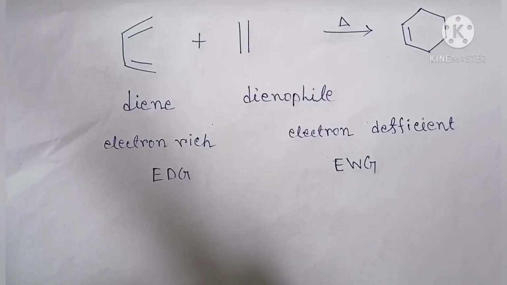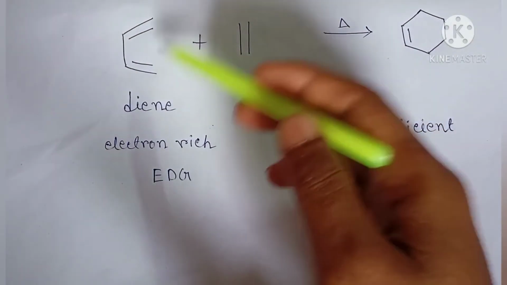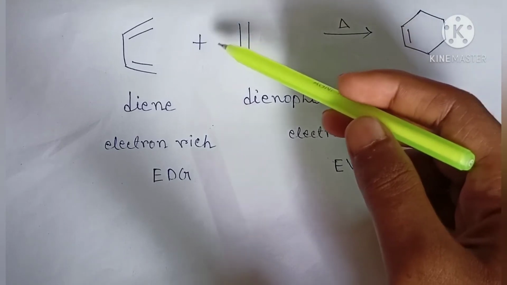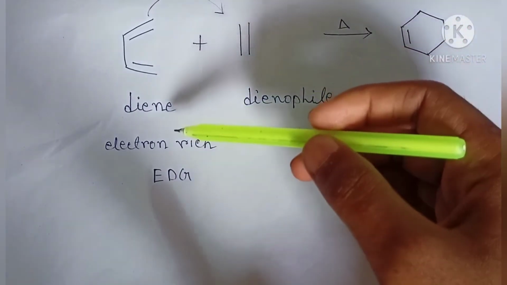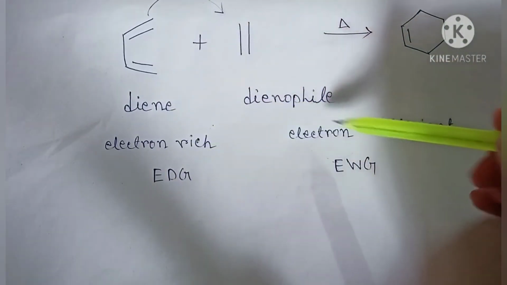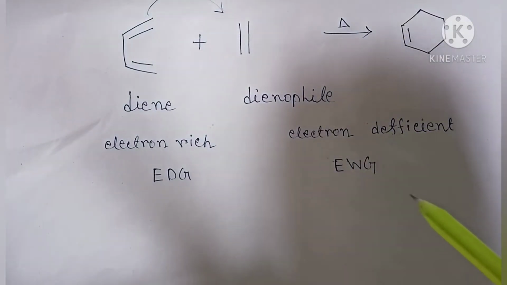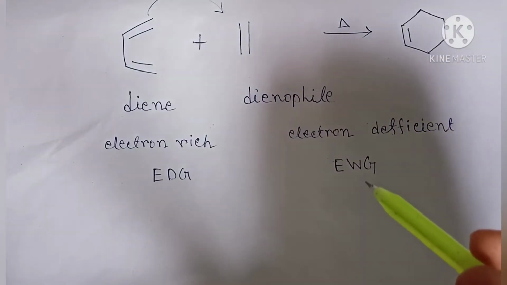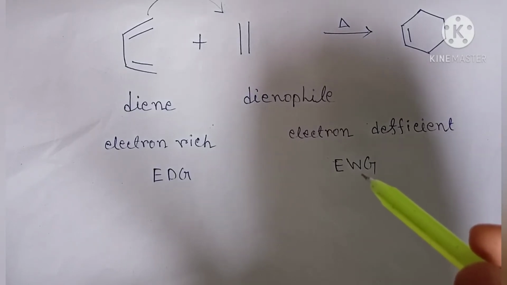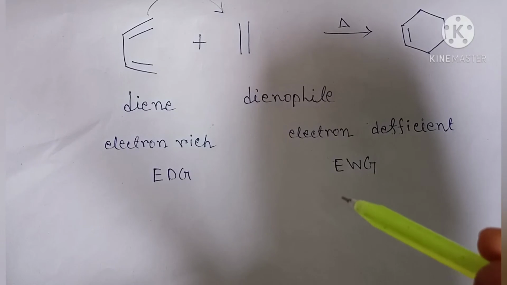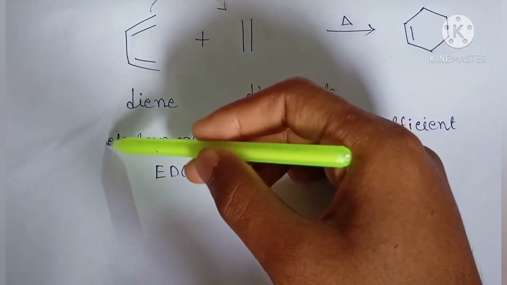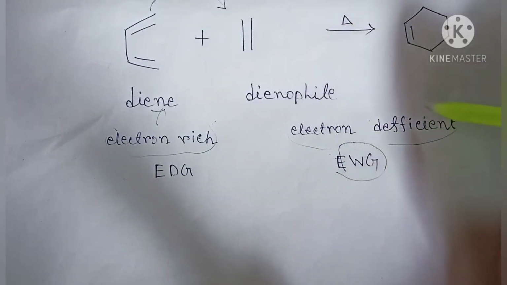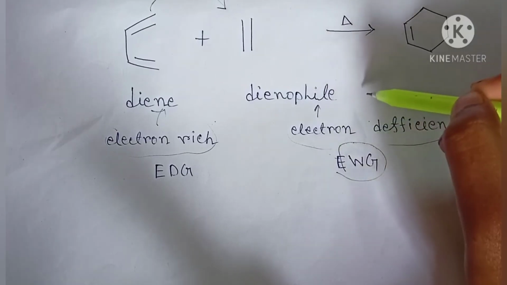Now let's talk about the factors affecting the Diels Alder reaction. Here you can see we are taking a simple diene and a simple dienophile. In 90 to 95% of cases, the diene always donates electrons. So the diene should be electron rich and the dienophile should be electron deficient. We can increase the electron richness of the diene by adding an electron donating group, as well as we can increase the electron deficiency of a dienophile by adding an electron withdrawing group. The more electron richness of the diene and the more electron deficiency of a dienophile, the faster the reaction.